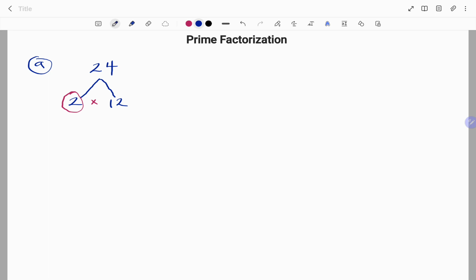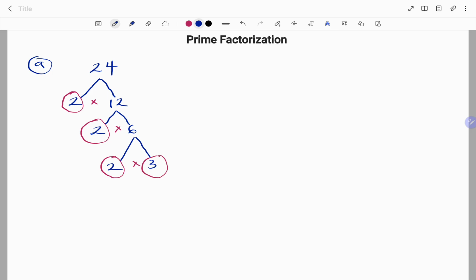We can further break down 12 into 2 times 6 because 12 is an even number. We have 2 times 6. 2 here, also at the end of this branch, is a prime number. We can further find the factors of 6, which will give us 2 times 3. 2 here is a prime number and 3 is also a prime number.